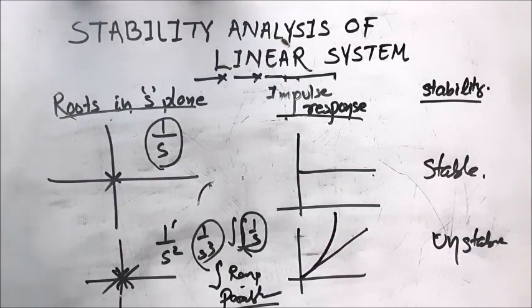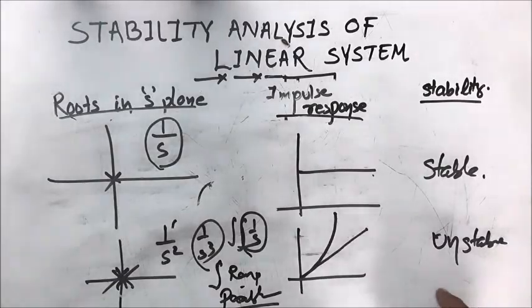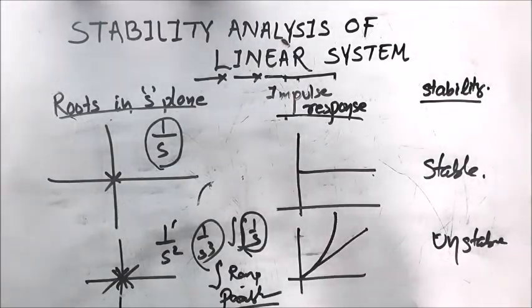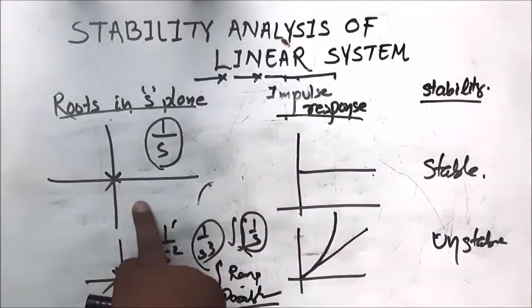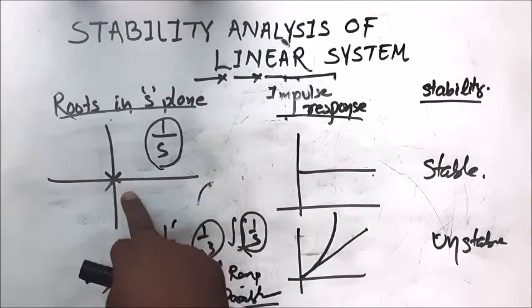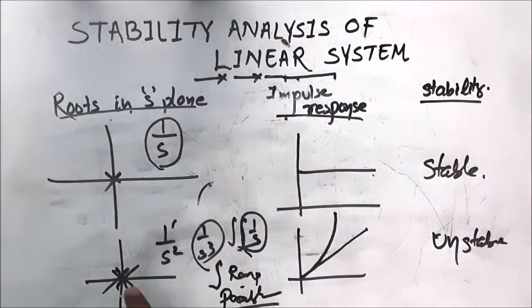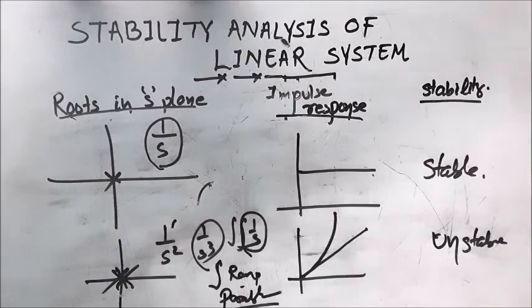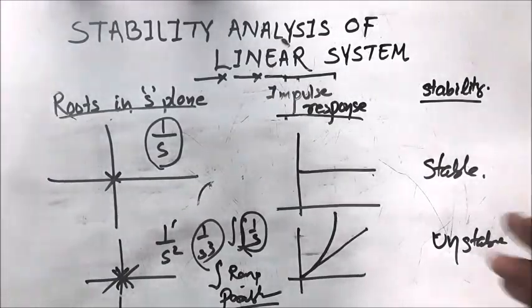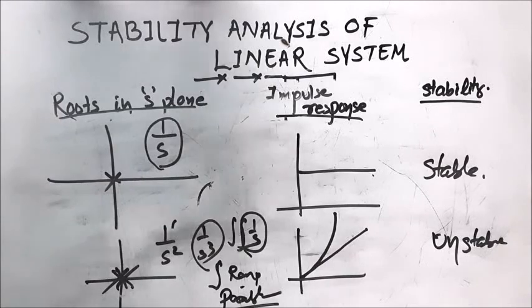Anyhow, if there is more than one pole at the origin, or we can say if the system is more than type 1, then the system is completely unstable. I repeat, unless and until we have only one pole at the origin, the system is stable. If more than one pole lies at the origin, the system becomes unstable. I hope you can clearly understand why the system becomes unstable if more than one pole is located at the origin. Clear?